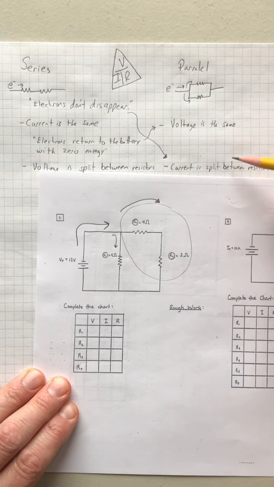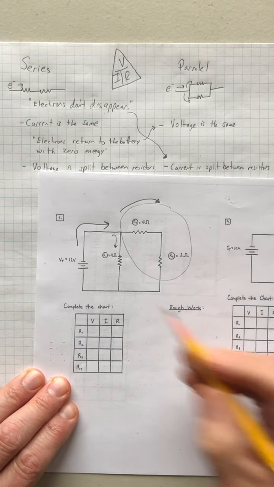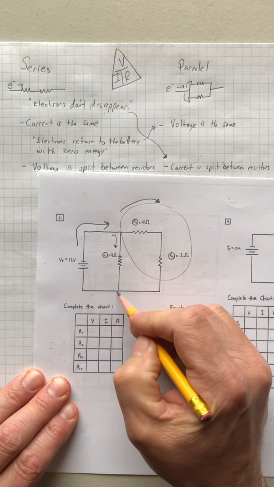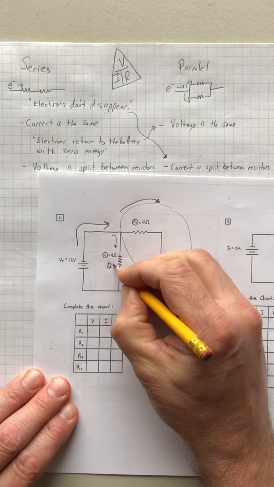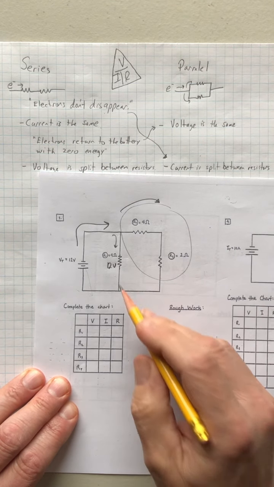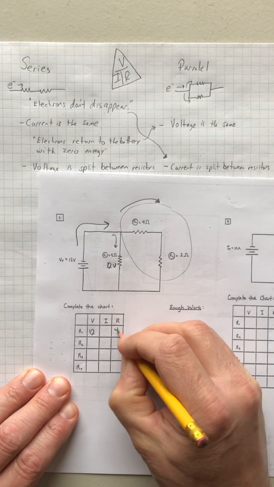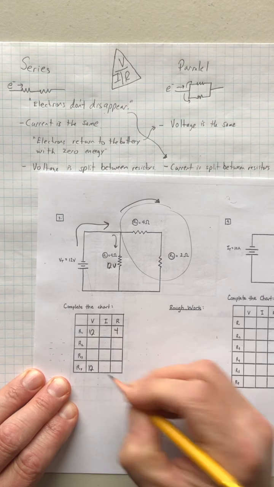So we got parallel parts, and we have a series part here. But this guy's connected directly to the battery. So any electron that takes this trail has to lose all its energy and come back. So this would be 12 volts. Sure, we can fill that in. R1 is 12 volts. R is 4. Total is 12 volts coming out of here.